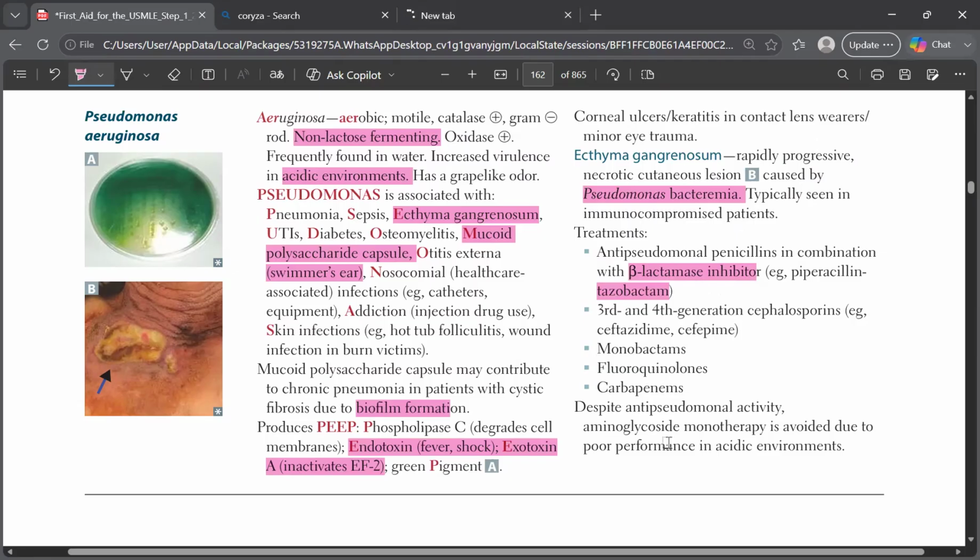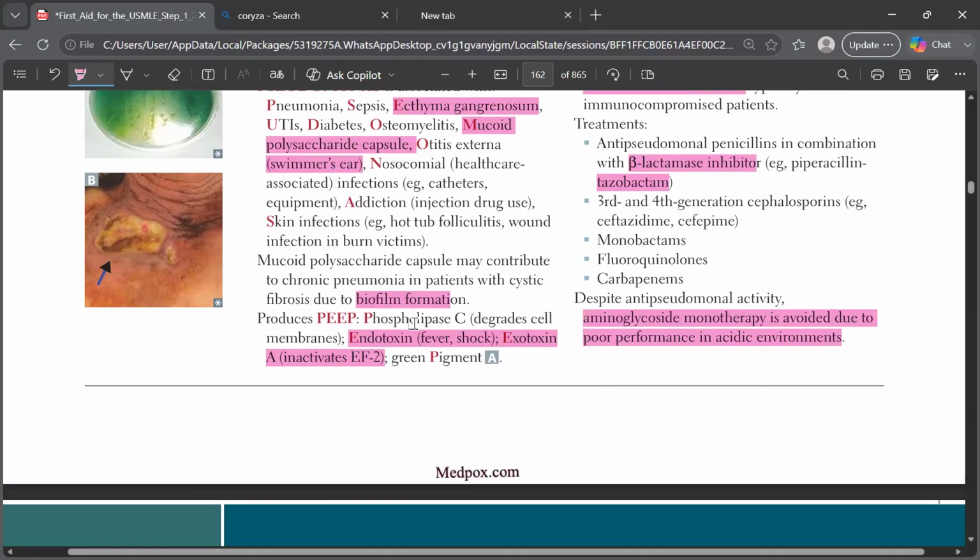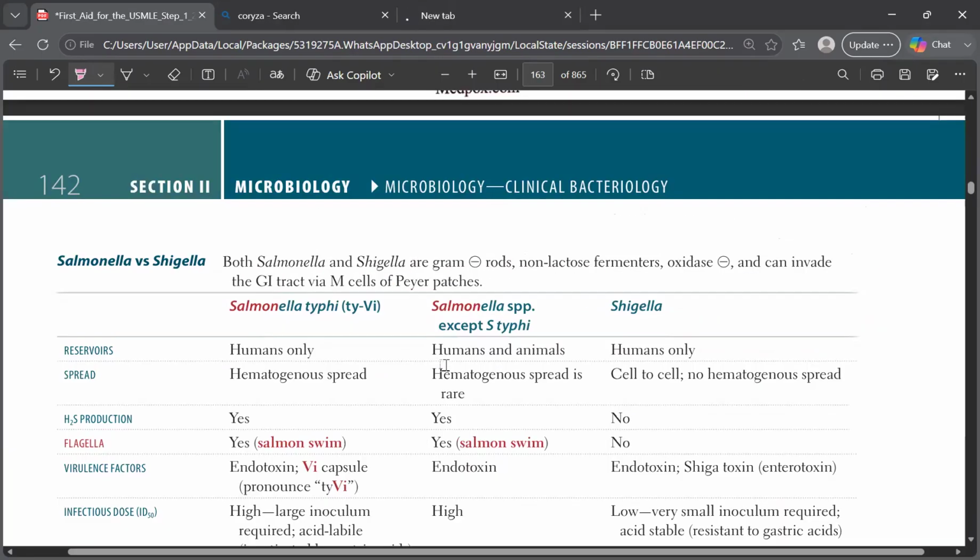Despite anti-pseudomonal activity, aminoglycoside monotherapy is avoided due to poor performance in acidic environments. And this one has increased virulence in acidic environment, has a grape-like odor, and thus aminoglycoside monotherapy is avoided, although it has anti-pseudomonal activity. Again, the treatments are penicillins with beta-lactamase inhibitors, third and fourth generation cephalosporins, monobactams, fluoroquinolones, and carbapenems. It produces PEEP, that is phospholipase C, endotoxin, fever and shock, exotoxin A, and green pigment.